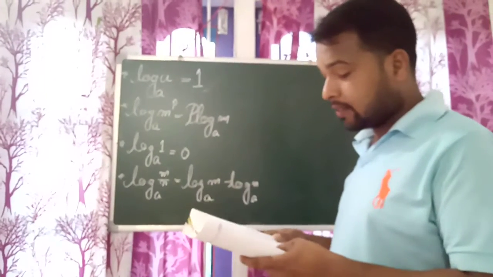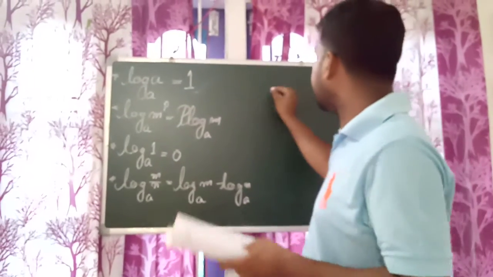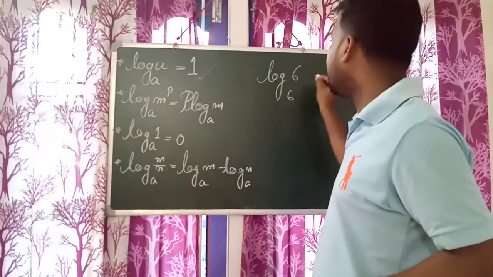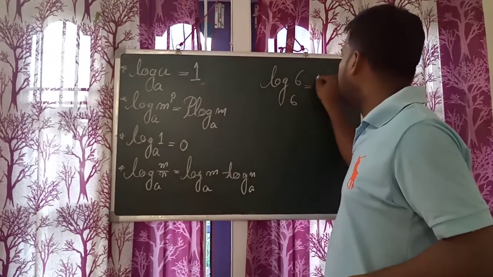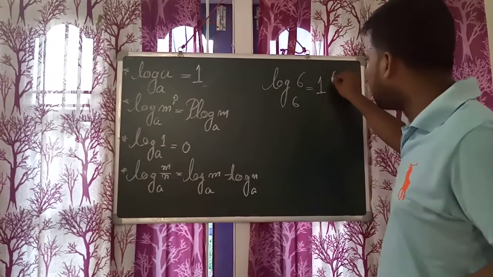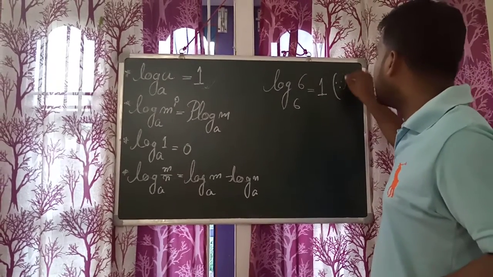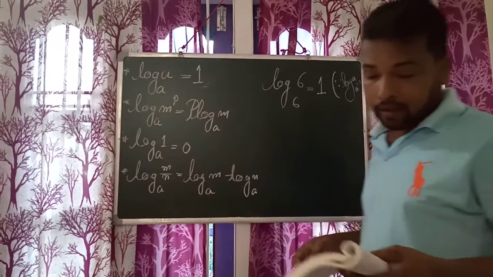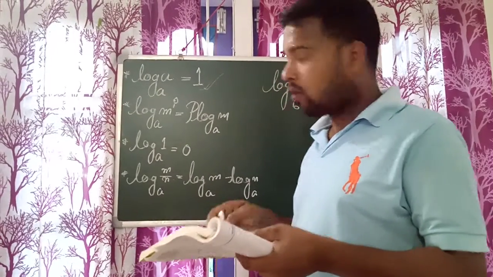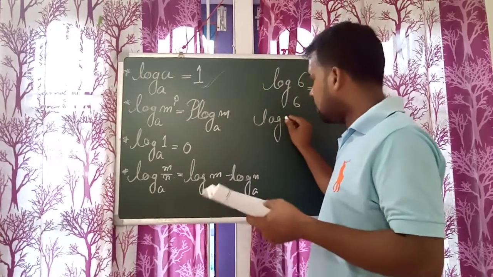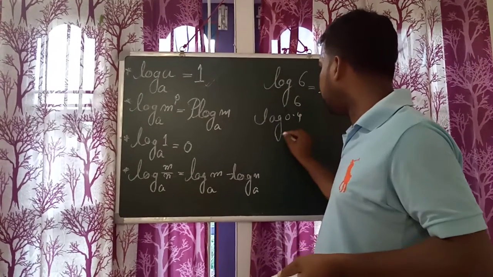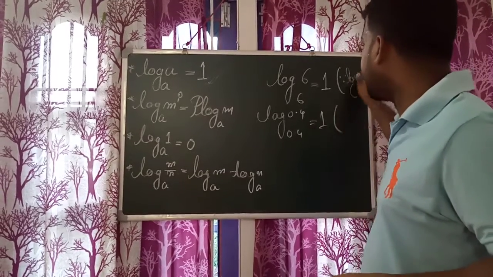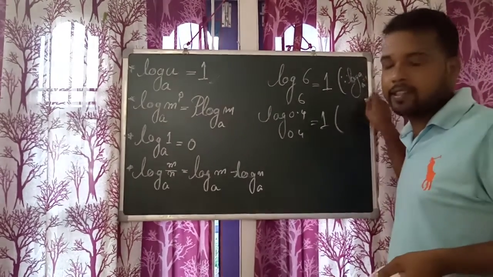Okay, now go to exercise 3.1. First exercise is log 6 base 6. How much is it equal to? It is equal to 1. Simple one. Here you have to write, since log a base a is equal to 1. Question number 2 is also the same: log 0.4 base 0.4. If both are the same, that means it is equal to 1. Then here write, since log a base a is equal to 1.